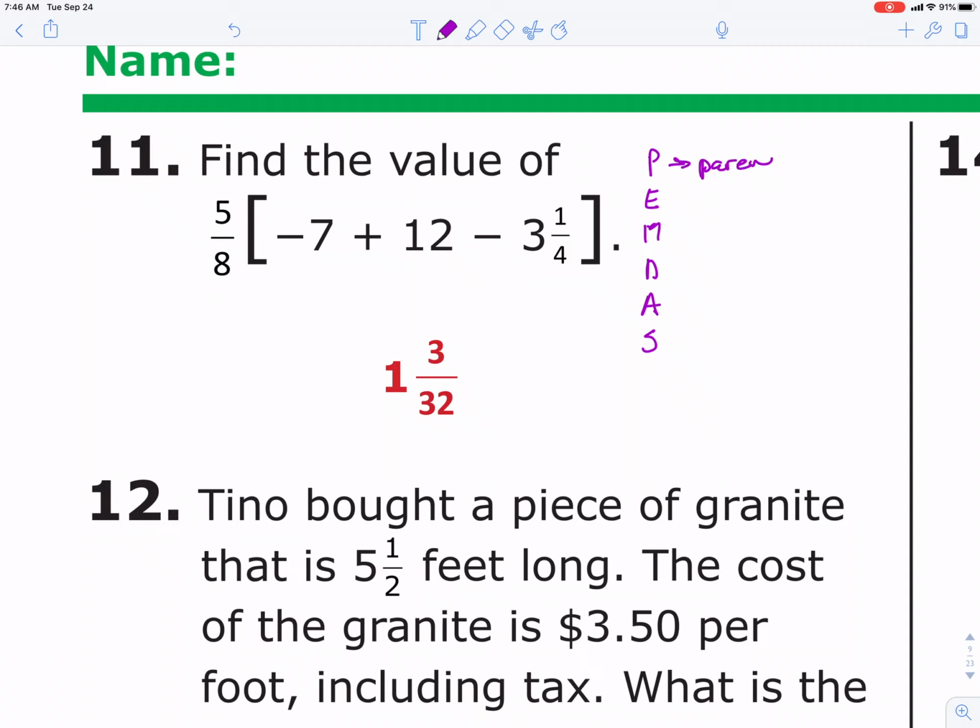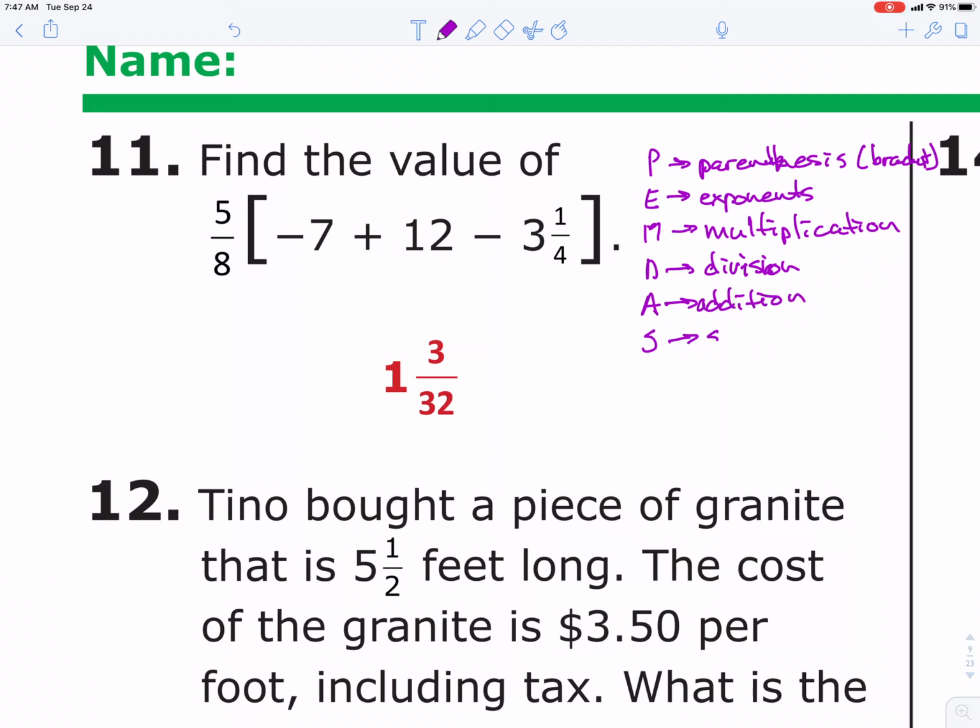Parentheses. Oops. Which is also brackets. Exponents. Multiplication. Oops, spelling multiplication wrong. And multiplication and division, you do them in order from left to right, just like you read. So if you see a division operation first, you do it first. Oops, addition, subtraction. But that's basically the order you go.